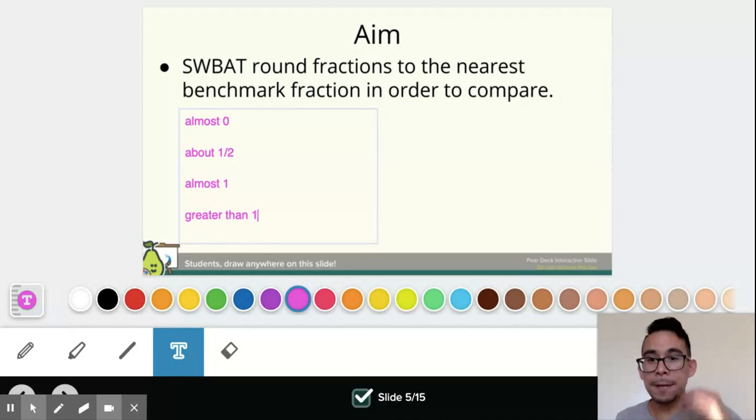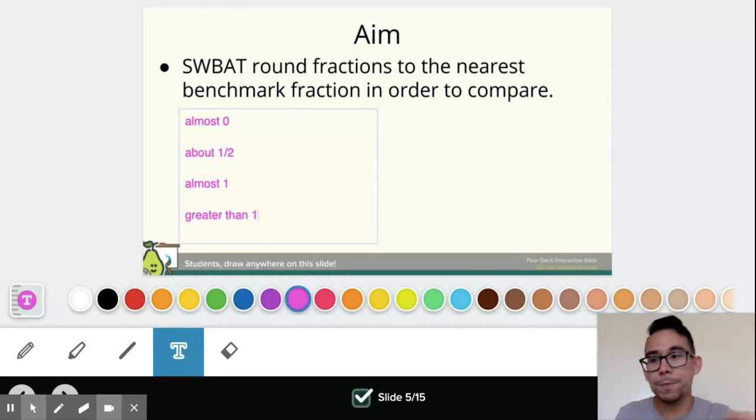Okay? And the reason these are examples of benchmarks that we will use is because these are a lot quicker to figure out than if I wanted to figure out if a number was close to 2/10. So these are a good group of different kinds of benchmarks that we could round to in order to compare numbers and not have to find a common denominator.